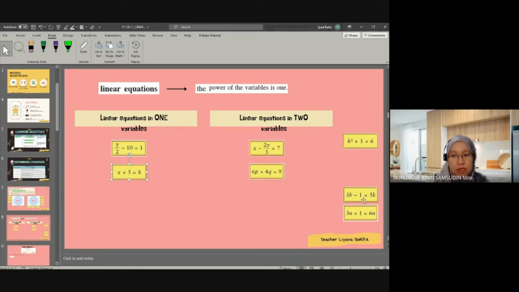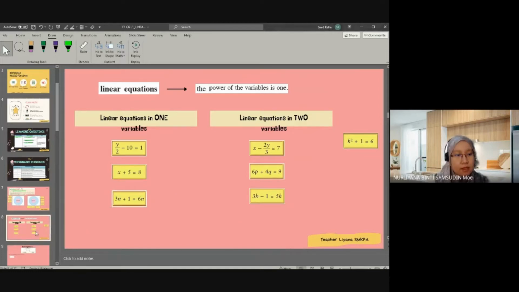3h minus 1 equals 5k. Two variables here, h and k, and the power of the variables is 1. So it's a linear equation with two variables. We put it here. 3n plus 1 equals 6n. The variable here is n only. Although it appears in two places, there is only one variable, n. The power of this variable is 1. So we put it here.